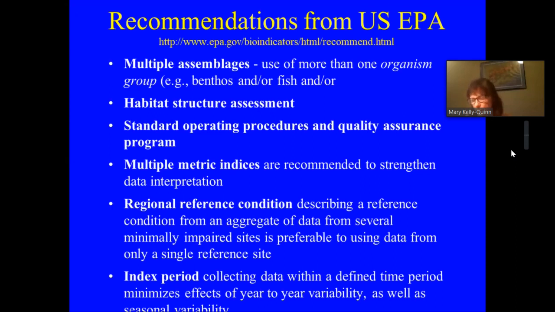So in other words, if you're sorting samples, there's some assessment of how well they're sorted. Multiple metrics strengthen your data interpretation, particularly where they're across different groups. Regional reference, so I'm saying your upstream site is fine, there's nothing happening upstream, so that will be our control or our reference period. Then they also recommend that you have a set index period, so that means that you're collecting the data each year.